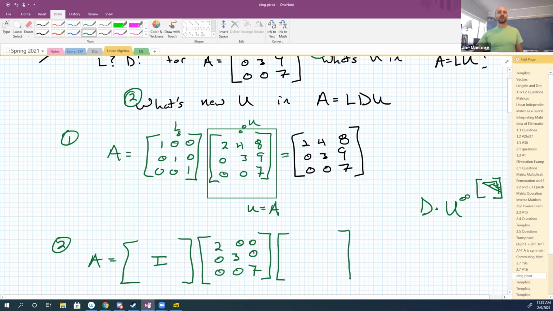Now, the thing I need to figure out is what goes in here. So I want to think about A as this diagonal matrix times some other matrix here. I'm going to call that matrix U. Right? You guys with me? It's going to be upper triangular. I'm not really sure what it is. There are two approaches for me to go find this thing. What is one of them?